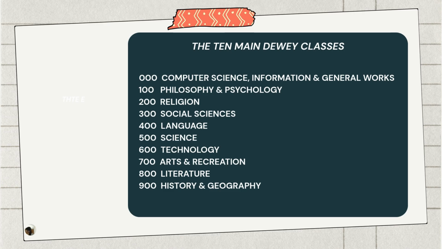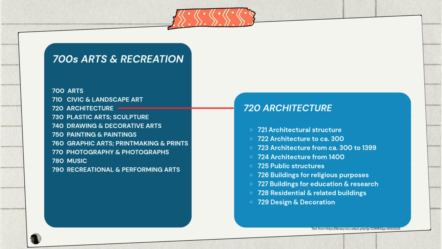In the high school setting, to help students better navigate the DDC, I can increase the use of various written signage for wayfinding, such as this signage that illustrates the 10 main Dewey classes. Signage for Dewey subdivisions and sections would be helpful as well. Here is an example of the subdivisions for arts and recreation, the 700s. As you can see, architecture is one of the subdivisions, and here are the specific sections within architecture.